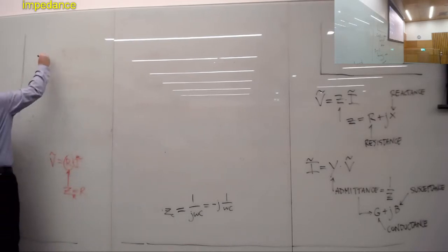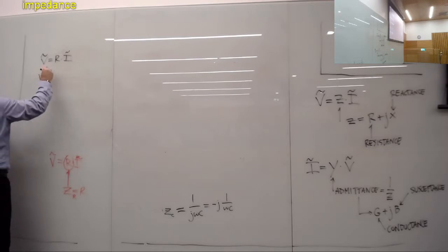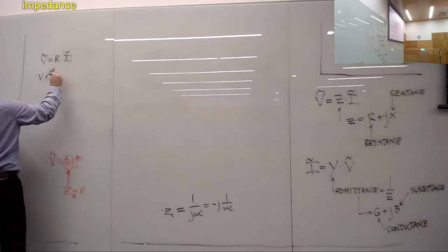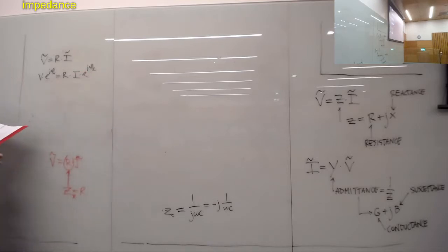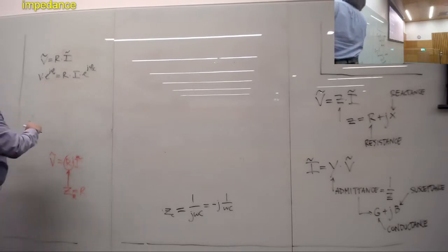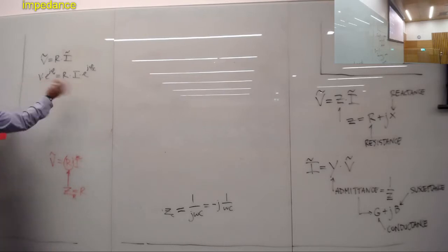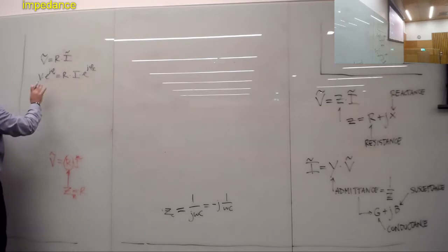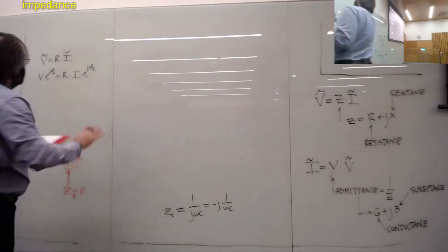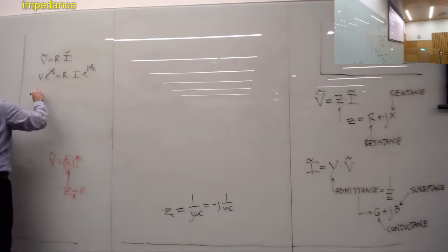So we found that V for the resistor is R I tilde. But remember that this is V times e to the j phi of the voltage, and this is R times I e to the j phi of the current. So what we can see from here is that we can put things together. The exponentials can be put together, and we can separate this equation into an equation for the amplitudes. And so we can effectively write this like that.